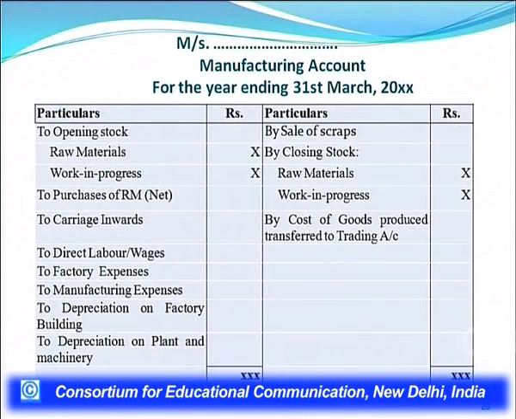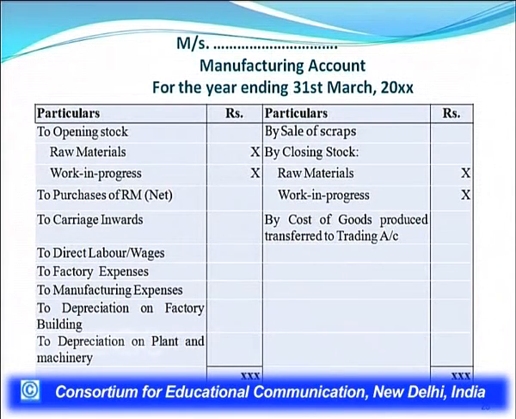Now, we see the format. Name of the firm at the top, then manufacturing account for the period ending 31st March 2000, whatever it is. On the debit side, we have the opening stock of raw material and work in progress. Then purchases of raw material, net. Net purchase of raw material means purchase of raw material less purchase return of raw material. Then carriage inwards. Carriage inwards means carriage charges paid on purchase of raw material.